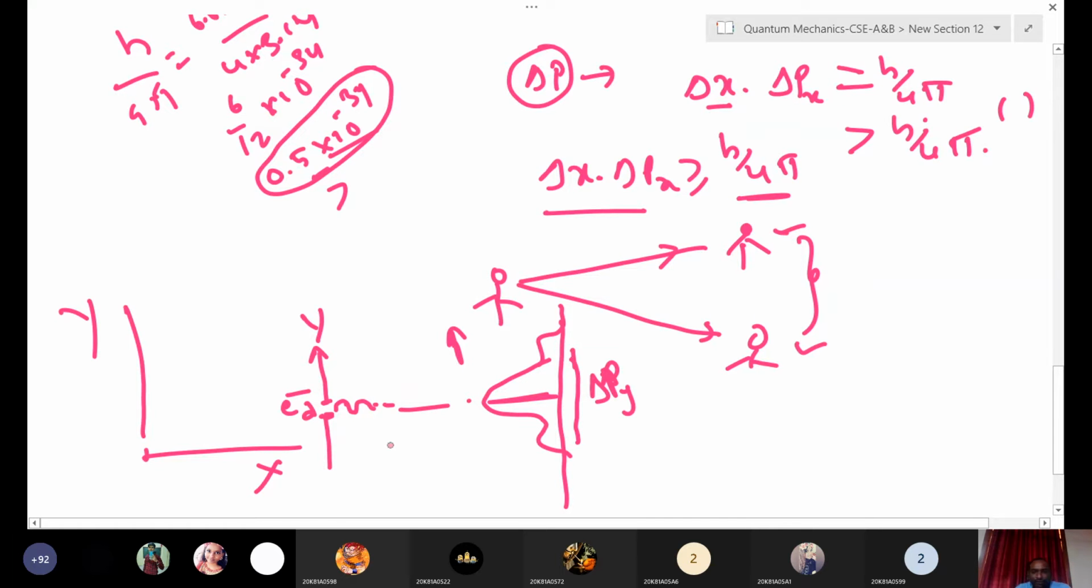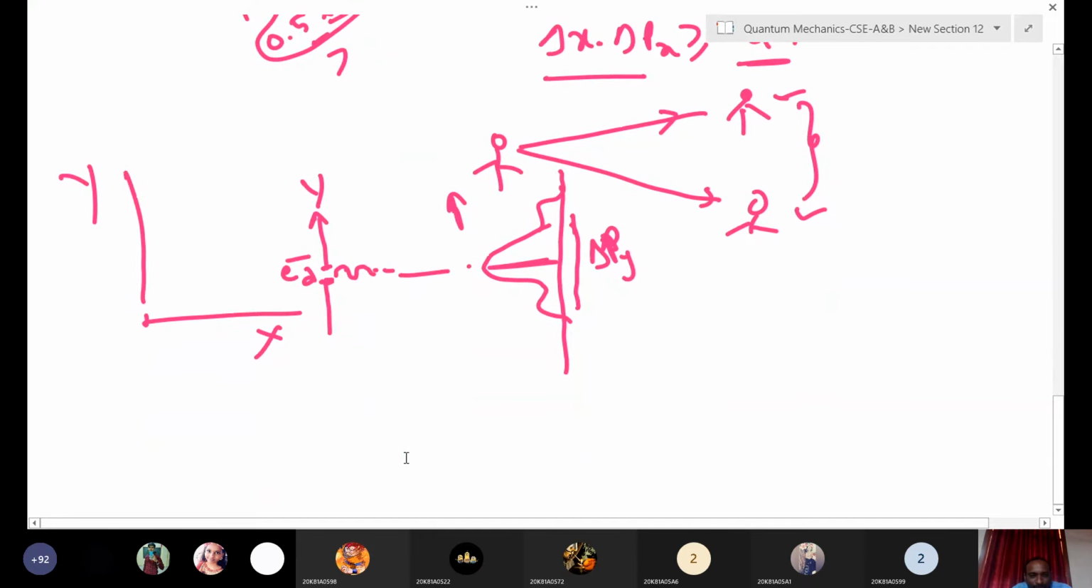Are you following this? This is just a thought process, not an experiment. Here the slit width d is very small, which means the position uncertainty in x is very small. The position of the electron is very small, but if you find the momentum, it is very large. That is the diffraction pattern. Your width is small, and you are getting a large diffraction pattern.